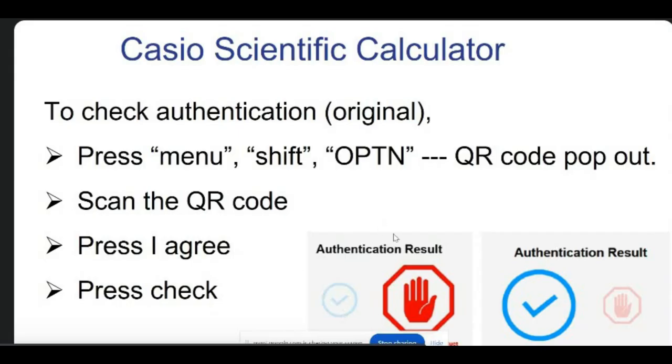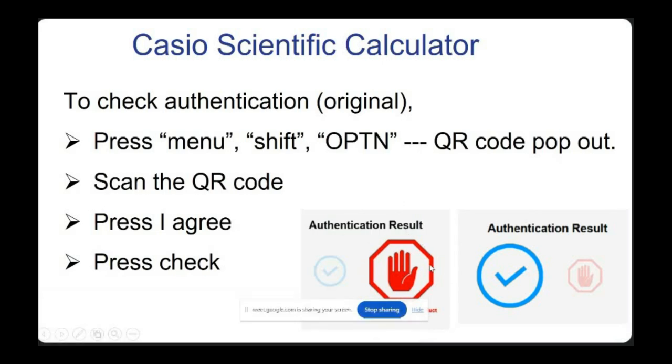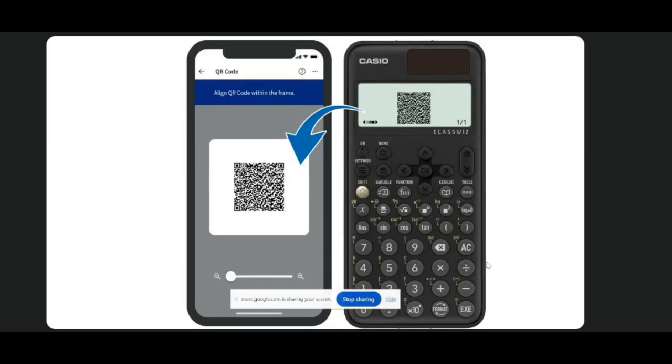So if you see this image, it means that your calculator is not the original one. When you see a tick here, it means that your calculator is the original Casio scientific calculator. Okay, so this is the QR code screen when you open it on your calculator, and then you need to scan it with your smartphone. Okay.